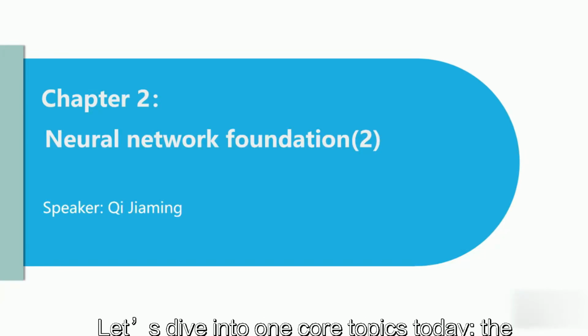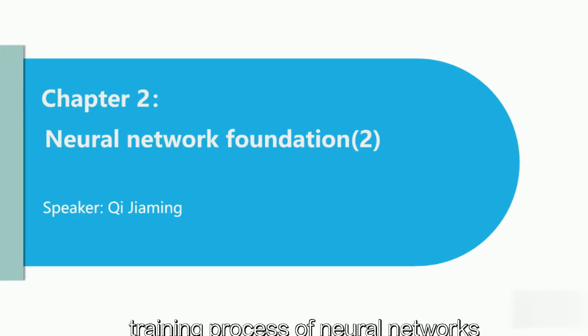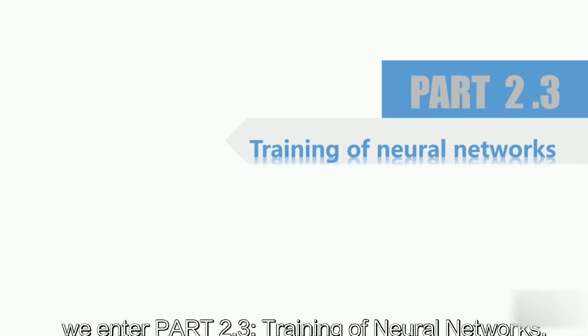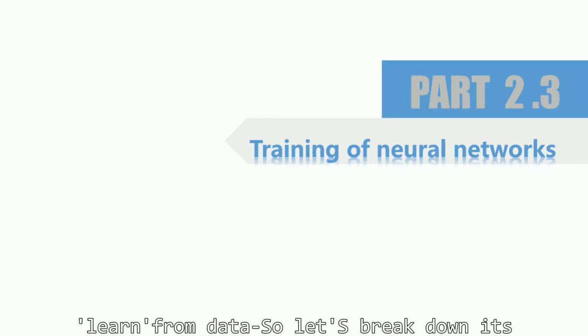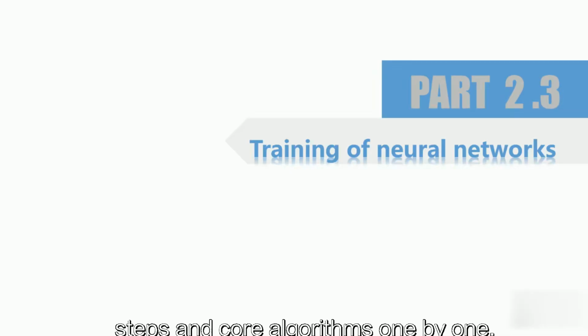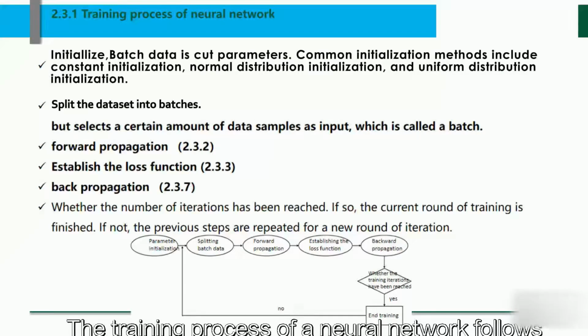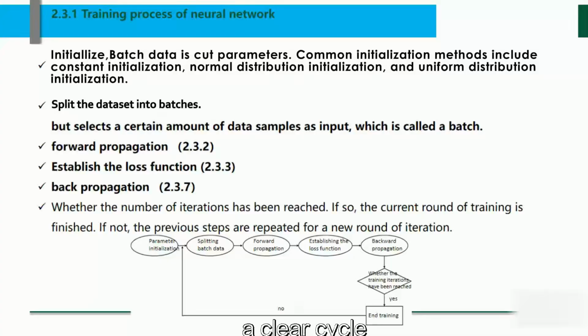Let's dive into one core topic today, the training process of neural networks. First, we enter Part 2.3, Training of Neural Networks. Training is the key to making a neural network learn from data, so let's break down its steps and core algorithms one by one. The training process of a neural network follows a clear cycle, with 6 main steps.